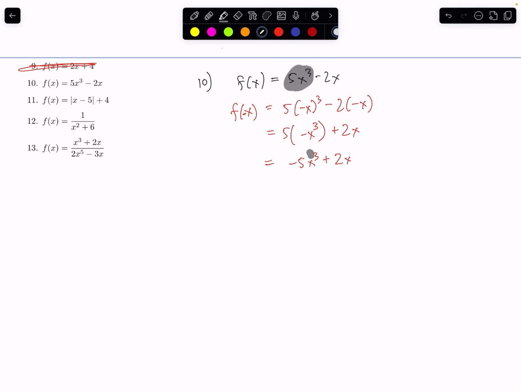Here, this was a positive 5x cubed, right? There, this is a negative 5x cubed. Here, this is a negative 2x. Here, this is a positive 2x. So we see that they're exactly opposite of each other, which makes this an odd function. Opposite of each other, meaning that one is the negative of the other, right?